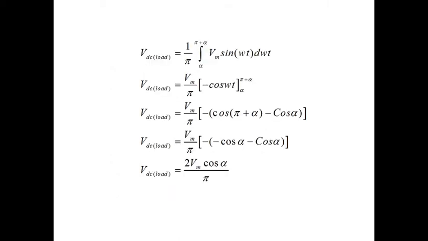Just like how we have calculated VDC of load, we are integrating from alpha to pi plus alpha Vm sin omega t and dividing by pi. The integration of sin omega t is minus cos omega t, with limits alpha to pi plus alpha. Cos pi plus alpha minus cos alpha. Cos pi plus alpha is minus cos alpha, so the cos alpha terms add up to 2 Vm cos alpha by pi. This is the average load voltage which we have given to the load.